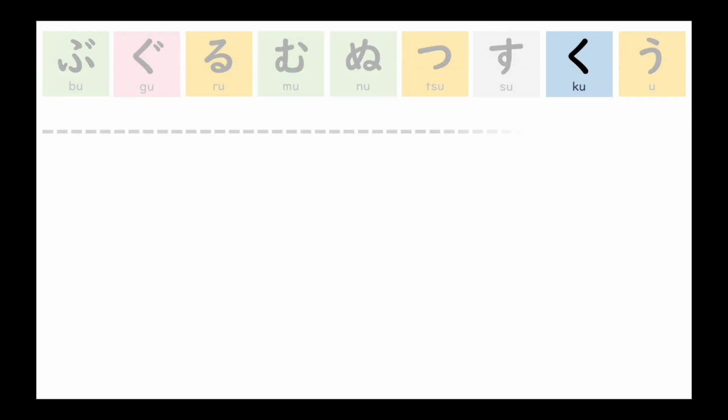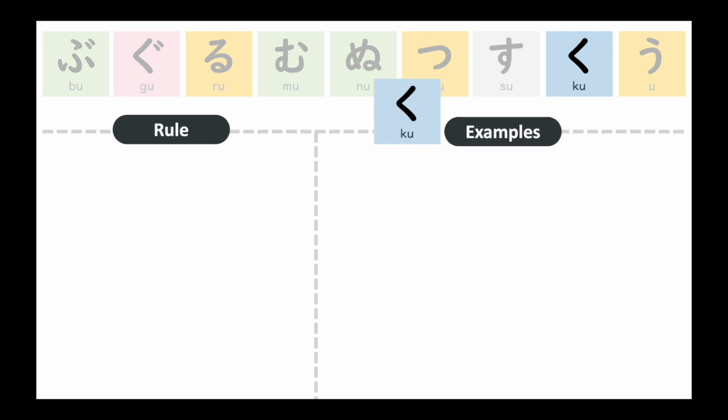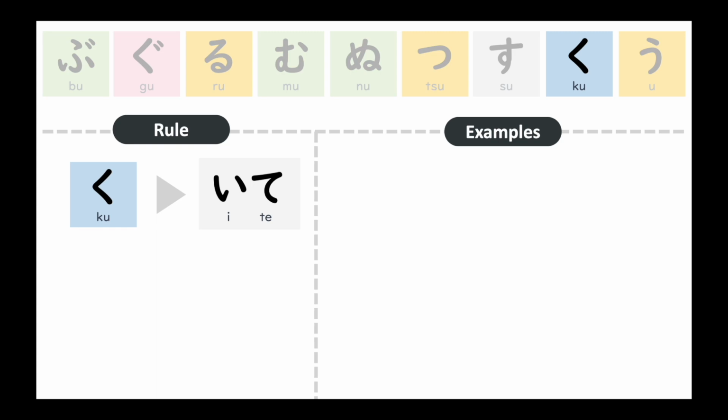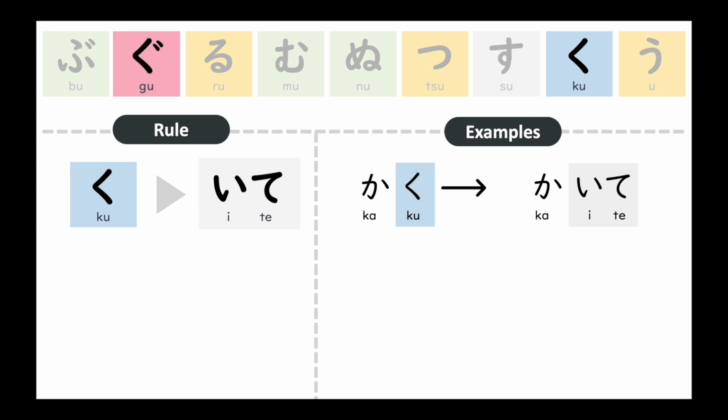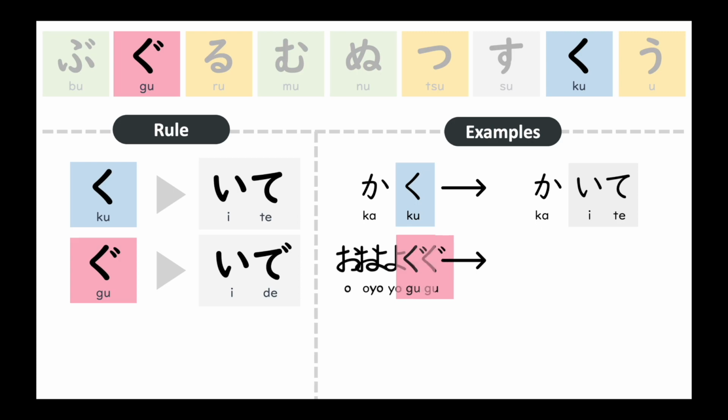The next rule is for verbs ending with ku. We change the ku ending to ite. For example, kaku, change ku to ite, so kaku becomes kaite. The next rule is for verbs ending with gu. We change the gu ending to ide. For example, oyogu, change gu to ide.